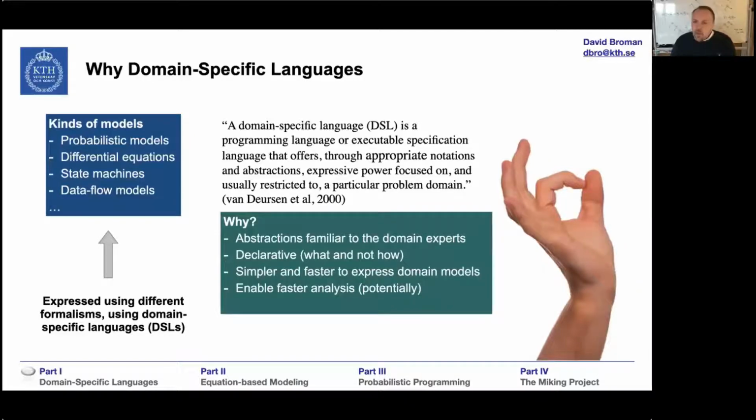So why we want to have this more domain-specific is for different reasons. Some reasons are, for example, that you want to use abstractions that are familiar to the domain experts, so it becomes easier for them to use the language. Typically, you want to be more declarative. You want to describe more what you want to express rather than how, so you can leave out details. And by doing that, it is faster and simpler to express certain models. And potentially, if you restrict these languages, you can also enable faster analysis. That means faster inference or faster simulation and so forth. And potentially, it depends.